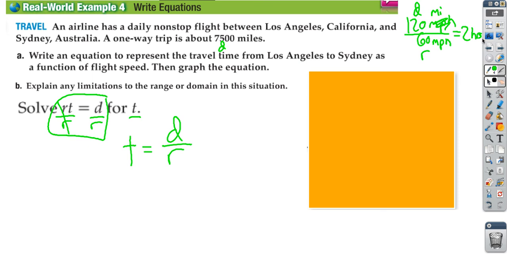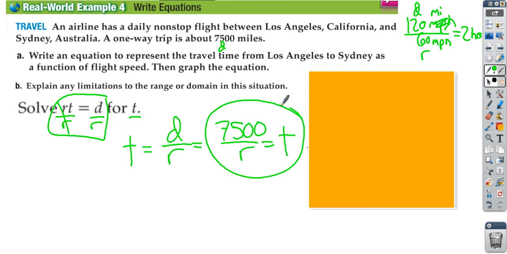So write an equation representing the travel time. Well, distance they tell us is 7,500, so we'll just plug in 7,500 right there. And here's our equation right there. Okay, then it says graph the equation. Any limitations to the range or domain? So the first thing is r has to be greater than 0. You can't have a rate that's negative, and you also can't have a time that's negative. So the time also has to be greater than 0.